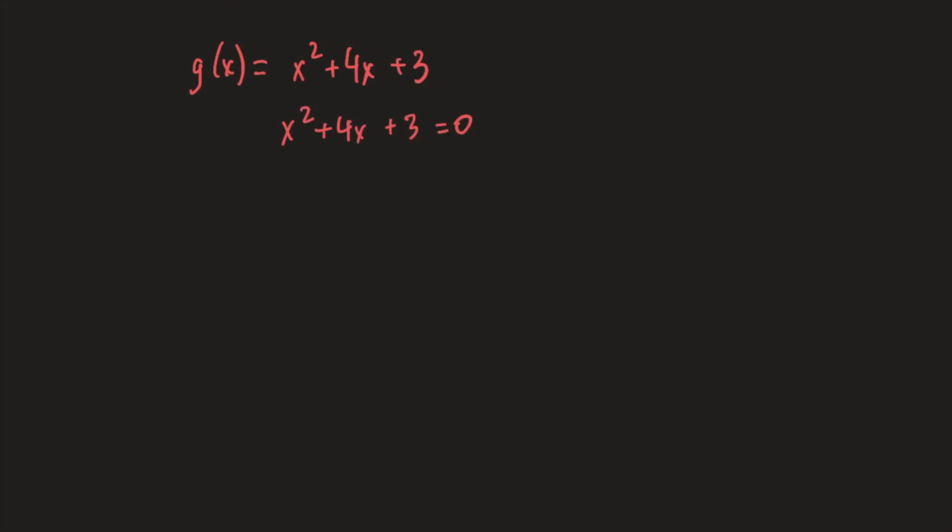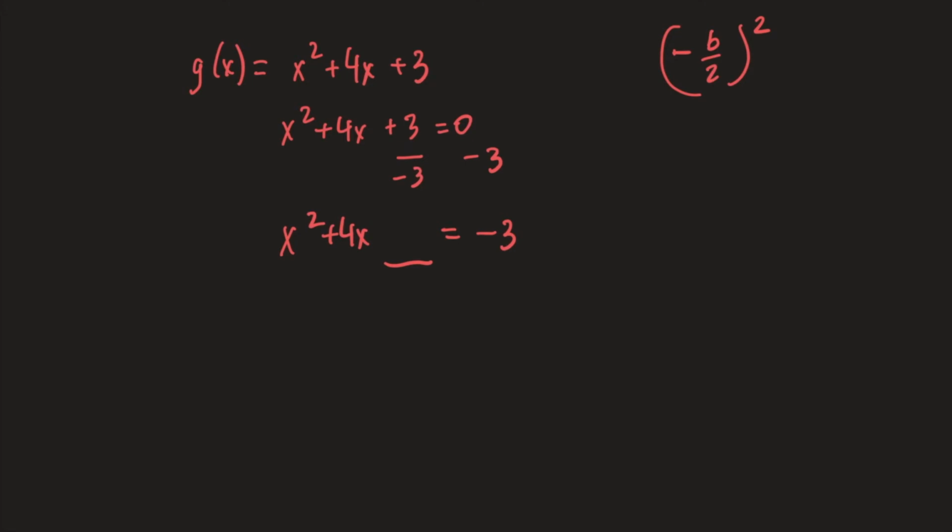Next, bring the constant term over to the other side. I'm going to subtract 3. Notice how I left a blank space here. Something's going to go here. The formula that you're going to use to fill in that blank is (-b over 2) squared.